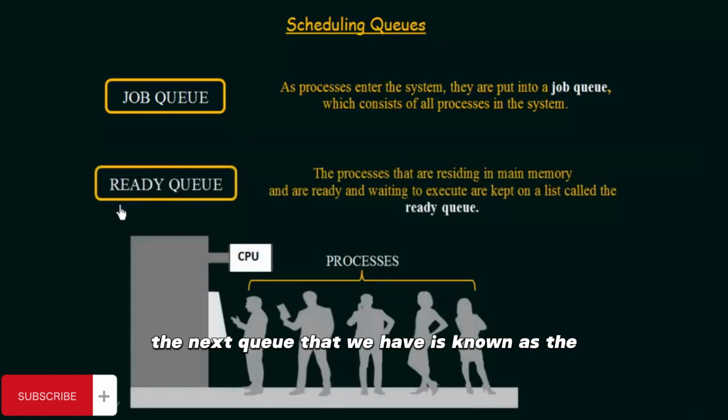The next queue that we have is known as the ready queue. The processes that are residing in main memory and are ready and waiting to execute are kept on a list called the ready queue. So these are processes that are residing in the main memory and they are ready to be executed. They are just waiting to get the CPU so that they can start executing. So the job queue is the list of all the processes that we have, and the ready queue is the list of processes that are ready and waiting to be executed. They are just waiting for the CPU, and once they get the CPU, they can start their execution.